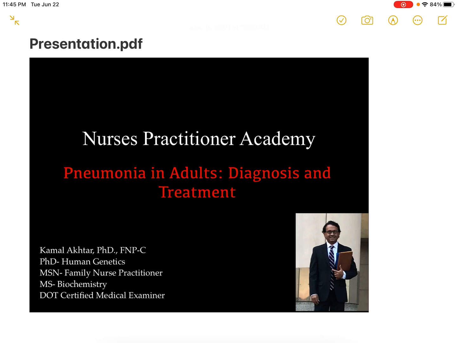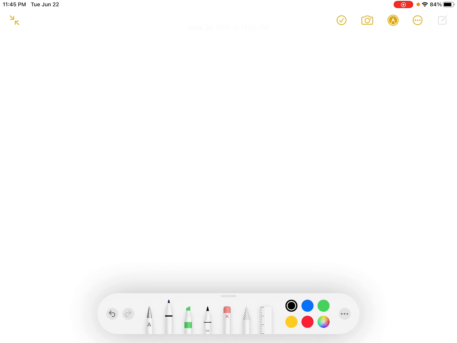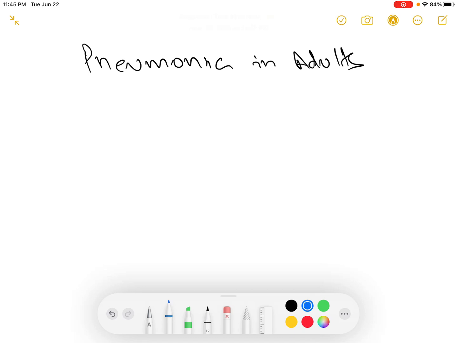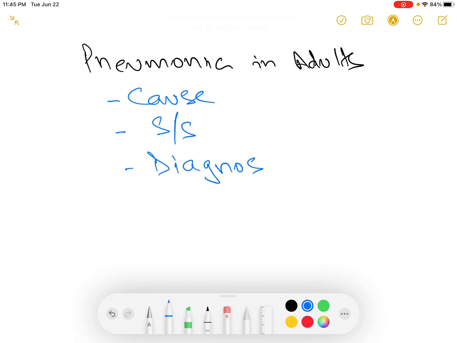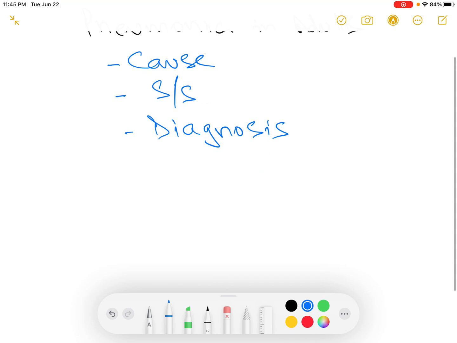Today we will talk about how to diagnose and treat pneumonia in adults. We will discuss the cause of pneumonia, signs and symptoms, how you will make a diagnosis of pneumonia, and how you will treat them.